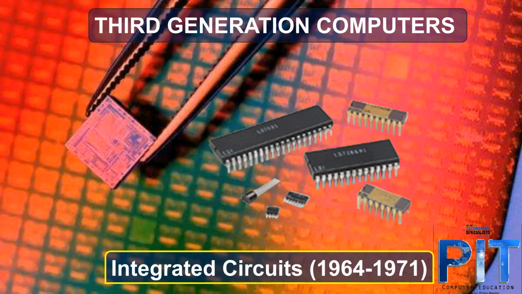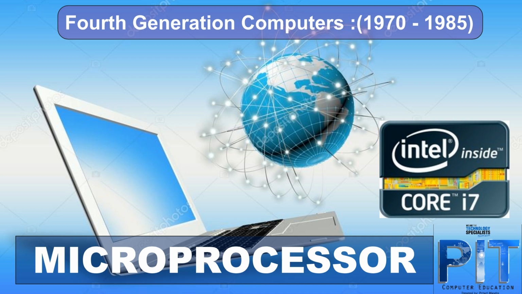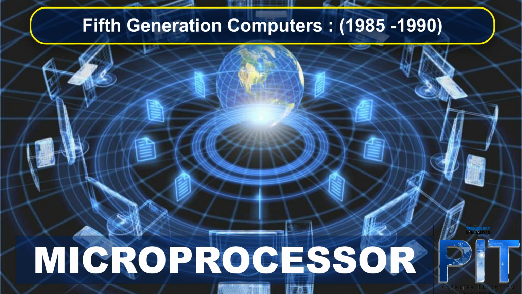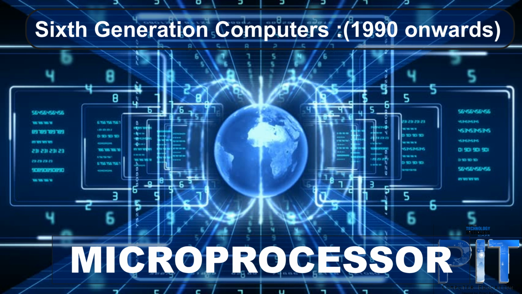The third generation of computers, from 1964 to 1971, was characterized by integrated circuits. Fourth-generation computers, from 1970 to 1985, were marked by the development of the microprocessor. Fifth-generation computers, from 1985 to 1990, continued to advance based on microprocessor technology. Sixth-generation computers, from 1990 onwards, have further built upon microprocessor developments.